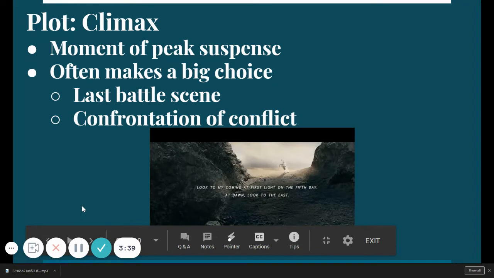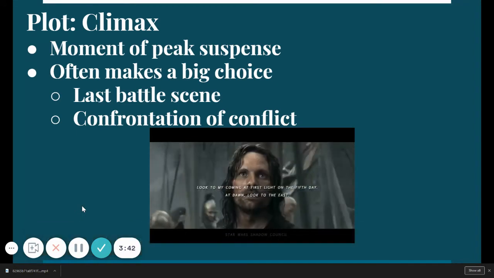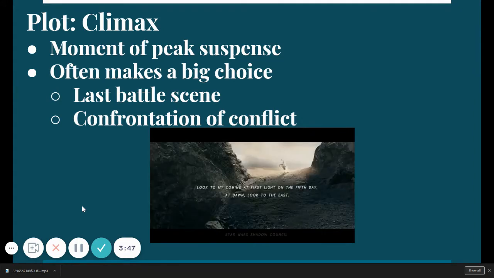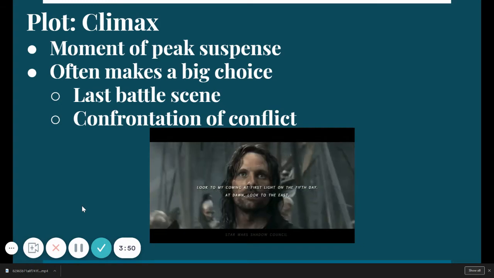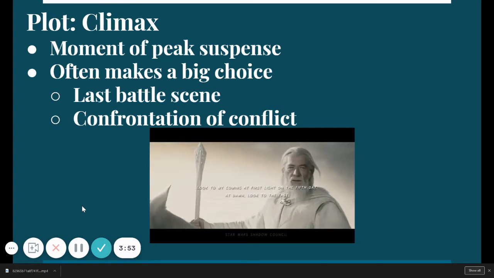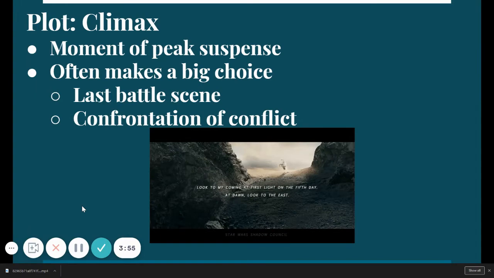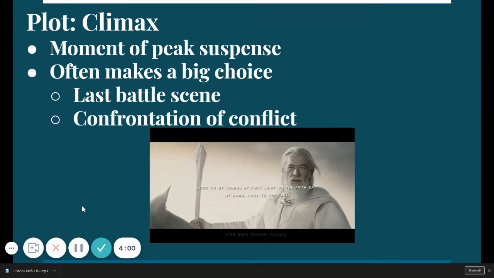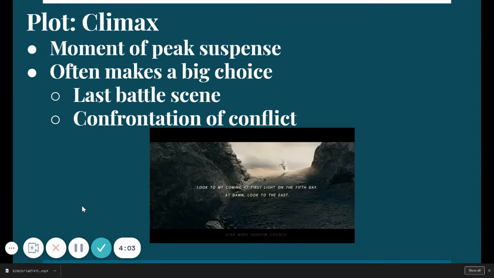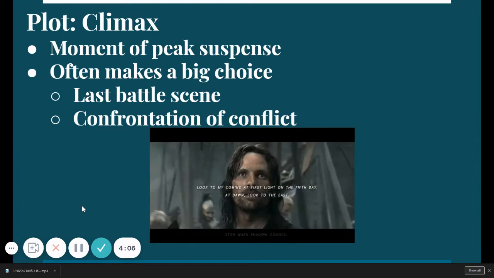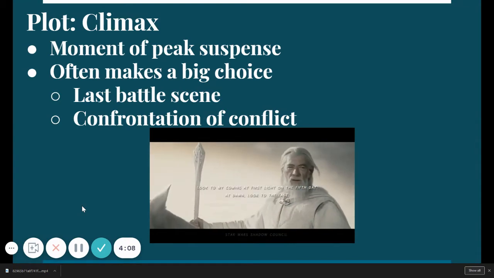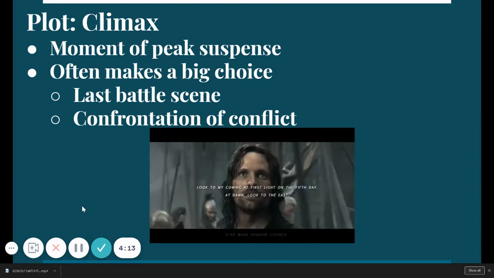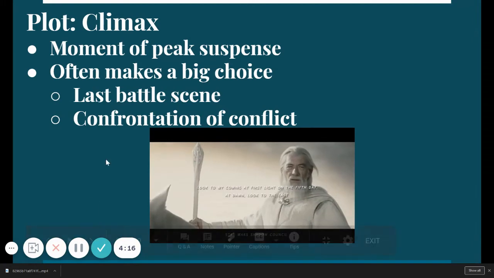The climax. This is the moment of peak suspense. This is often when the reader has made their big choice, or it's like the last battle scene. It is the confrontation of conflict. It might just be a one-on-one conversation. If you're a Lord of the Rings fan, there's this moment when Gandalf is like, look to my coming at first light on the fifth day, at dawn, look to the east. And then a whole other army starts cresting over the hill, and you're like, yes, he did it. That moment, that suspense, that build up, this is the climax.